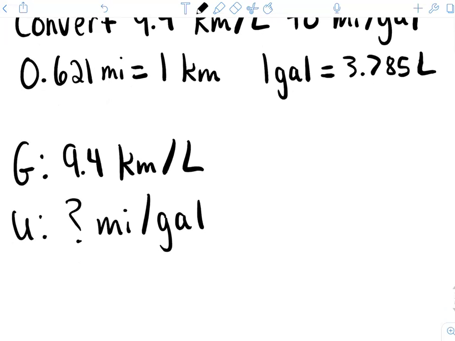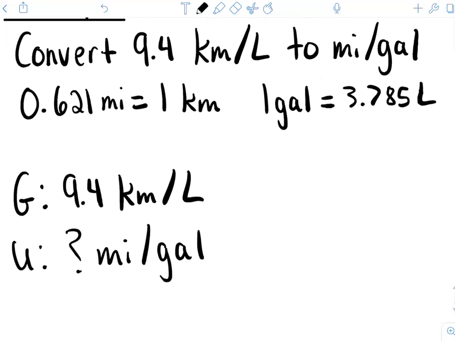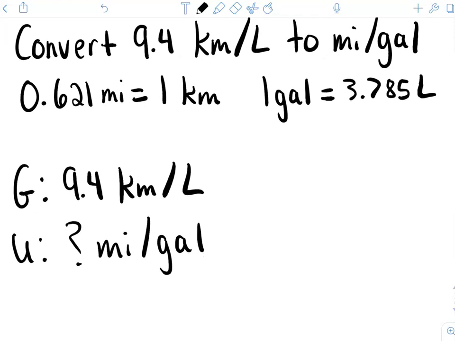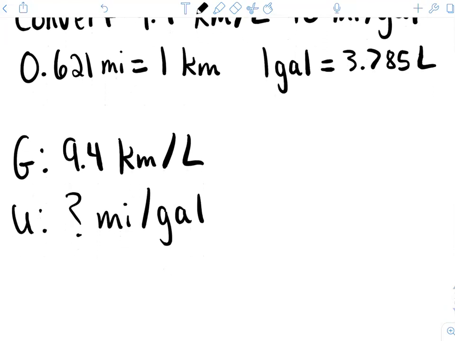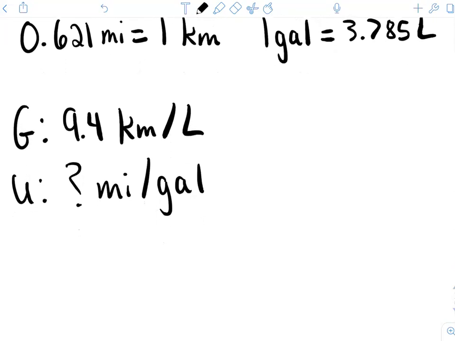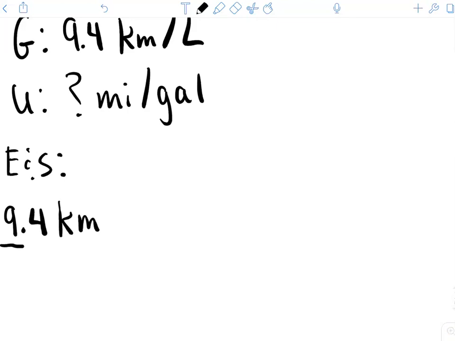Now, for this one, because we have like our 2 units basically, one over the other, meaning the kilometers over the liter, I personally think it's easier to just go ahead and combine the E and the S step in this one. So we're going to have 9.4 kilometers, and it's important that that is over liters.